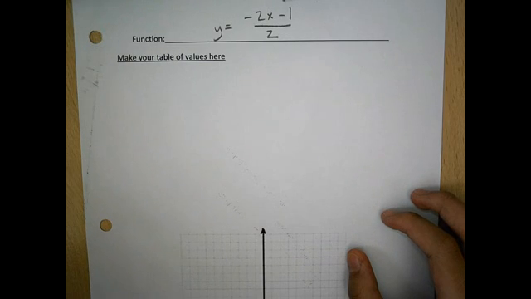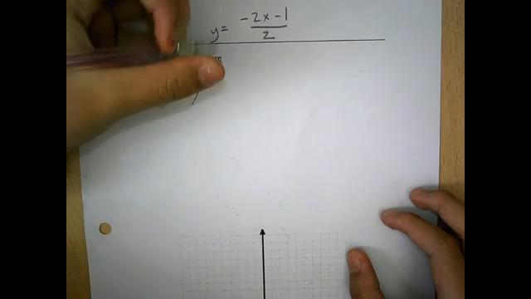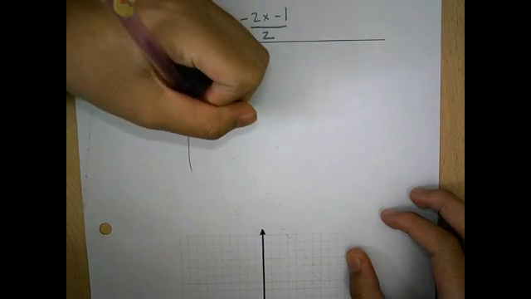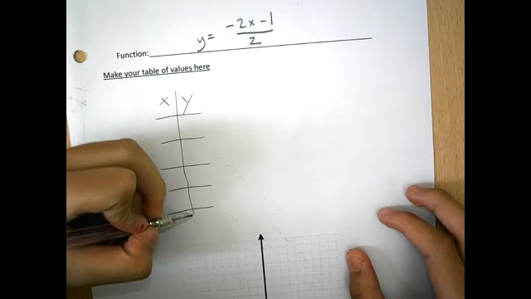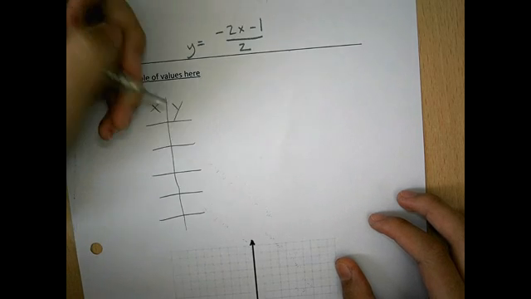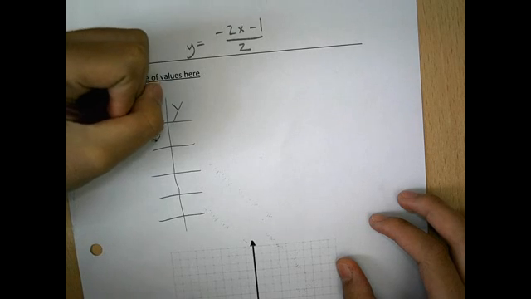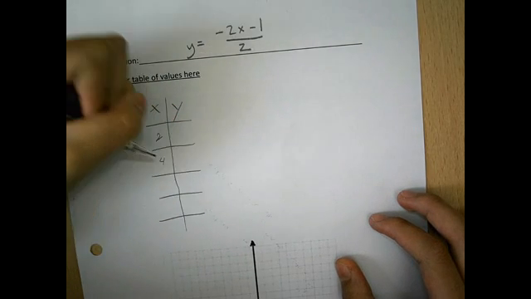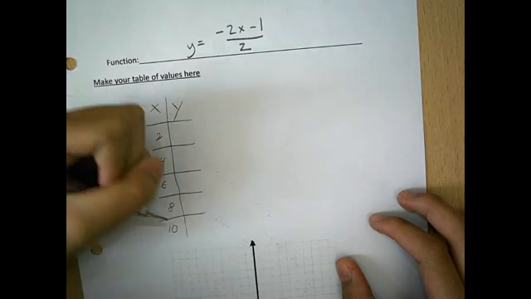So we're going to be working on this function. So first we have to make a table of ordered pairs. So scary. So let's say that the x would be 2, 4, 6, 8, and 10.